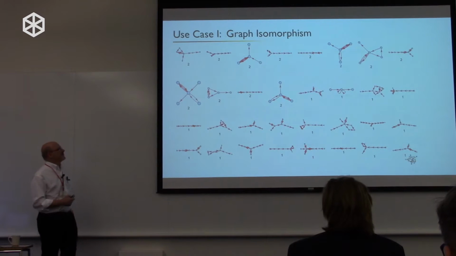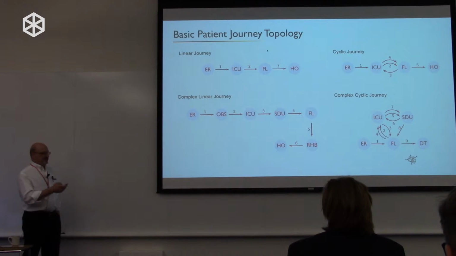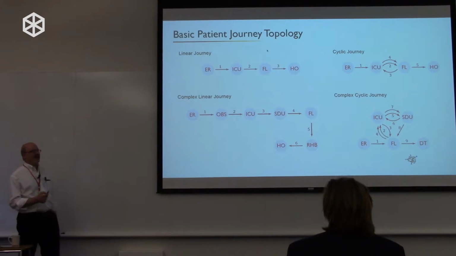footsteps of patients. So we noticed a number of fairly simple patterns: cyclic journeys, linear journeys, complex linear journeys where people went to many areas in the hospital, complex cyclic journeys where people went from a medical floor to an intensive care unit to a lower acuity step-down unit back to the floor. Those journeys tended not to end very well in that they ended with death.